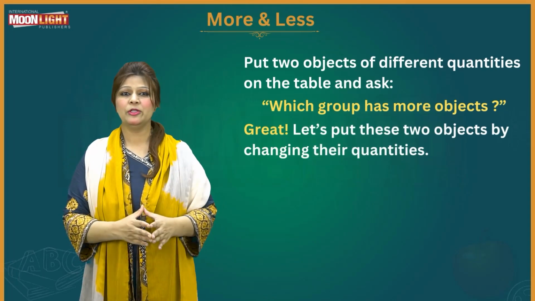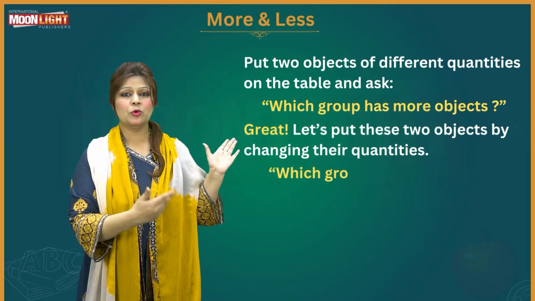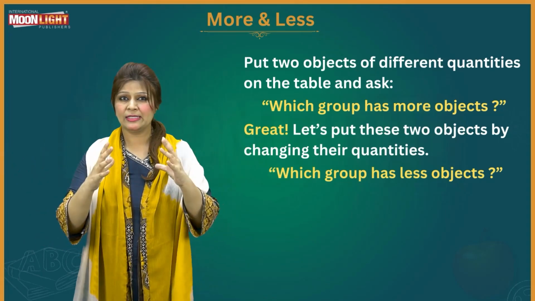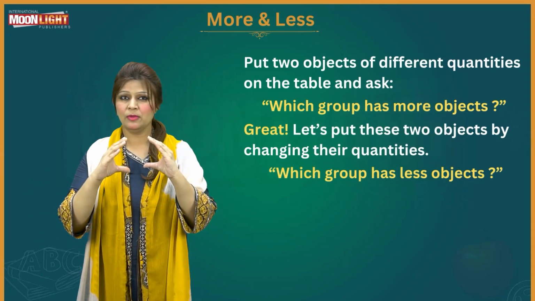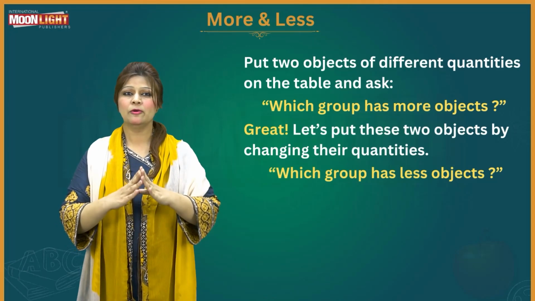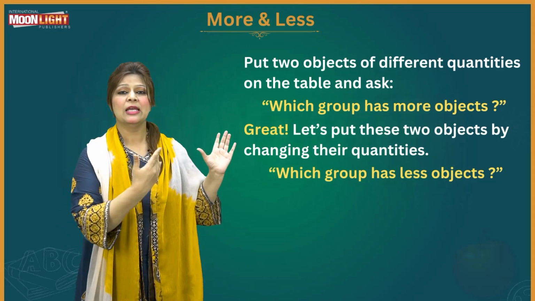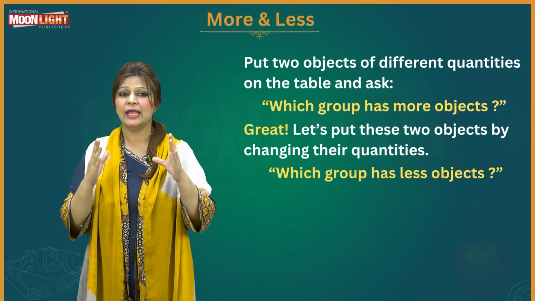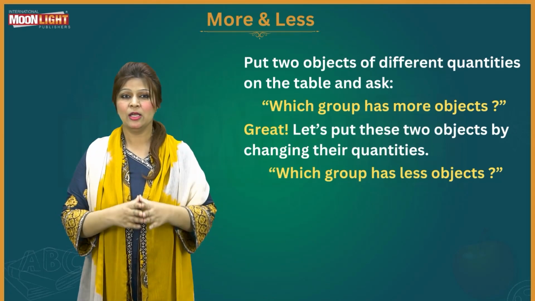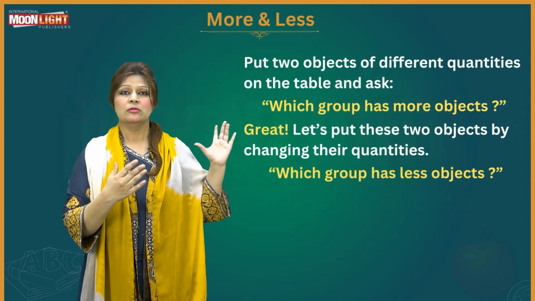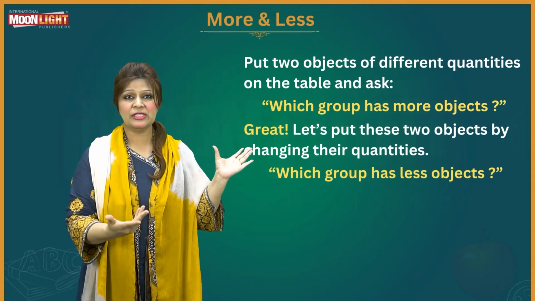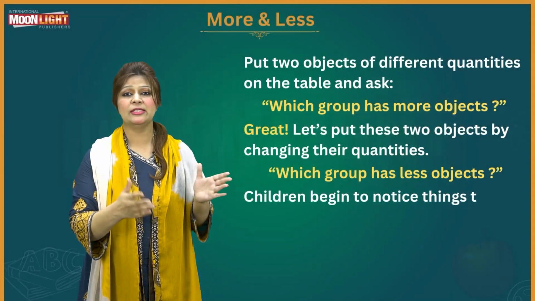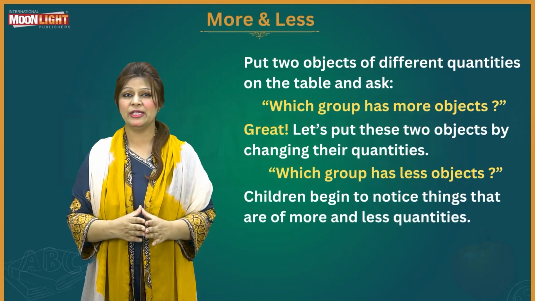Then you are going to ask again, which group has less objects? And tell them that less means lower in quantity. So right now, which group has less objects? You are going to ask this of the students as well, and they are going to definitely answer. Then keep on noticing things and keep on encouraging the students. Then the children begin to notice things that are of more and less quantities.